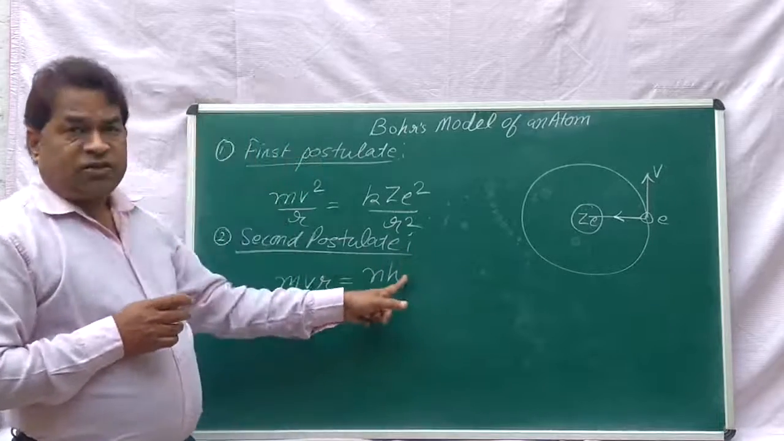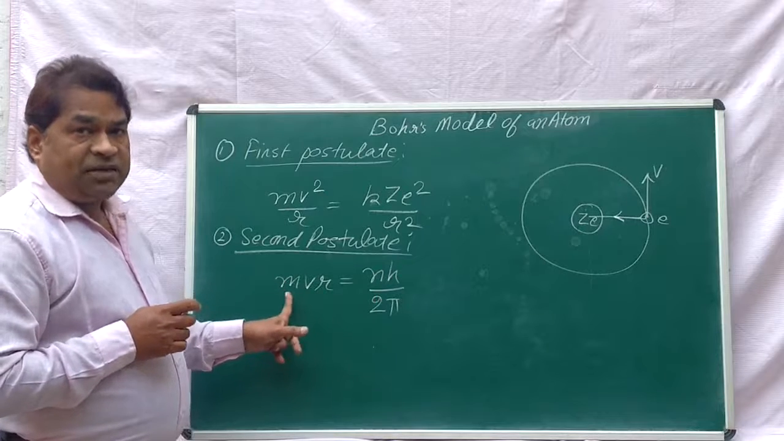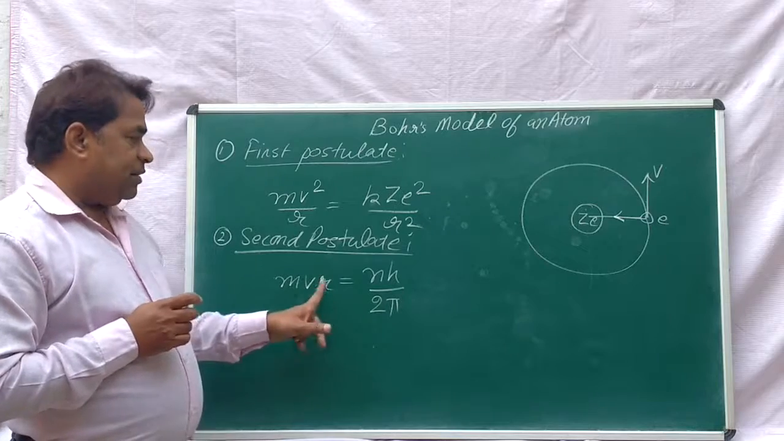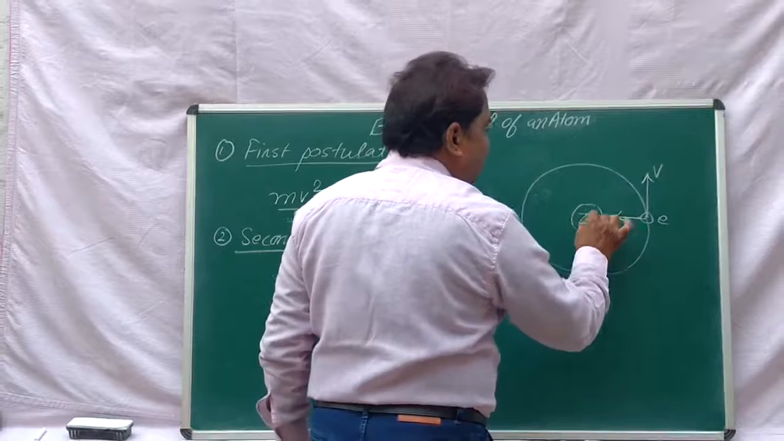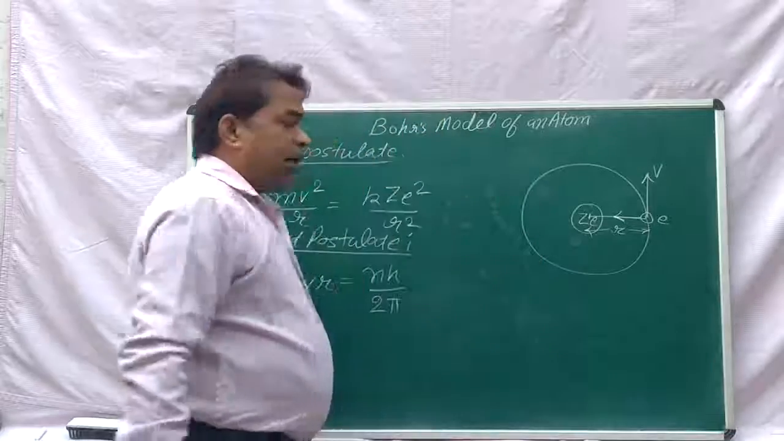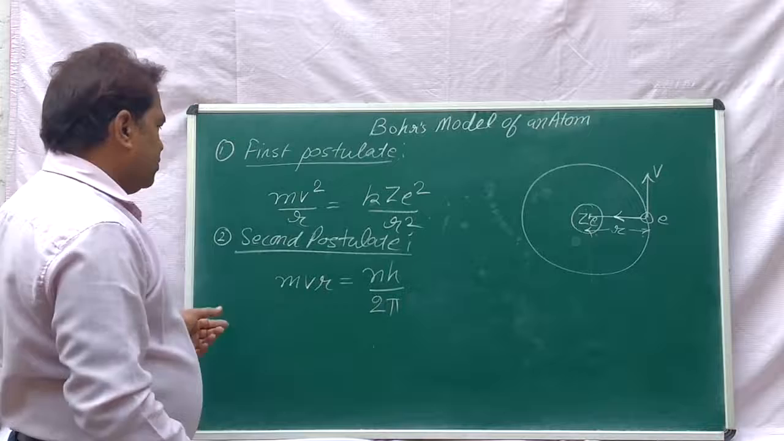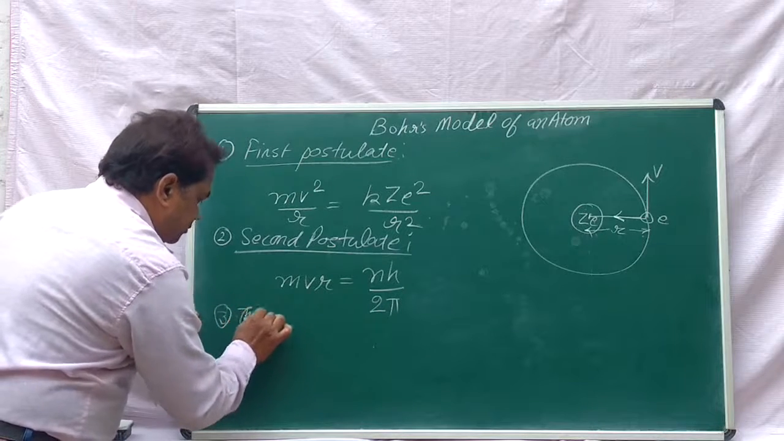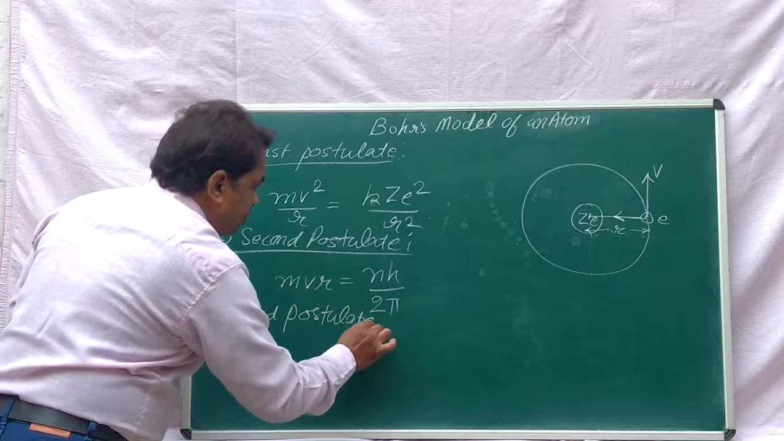h is Planck's constant, and this is the angular momentum, which is the mass of the electron times the velocity of the electron times the radius of the orbit. In the figure, the distance from the center to the electron is the radius of the orbit. So friends, this is Bohr's second postulate. Now we are going to talk about the third postulate.